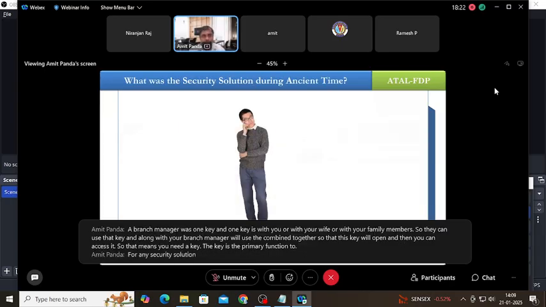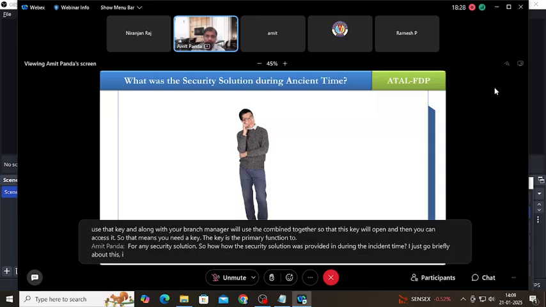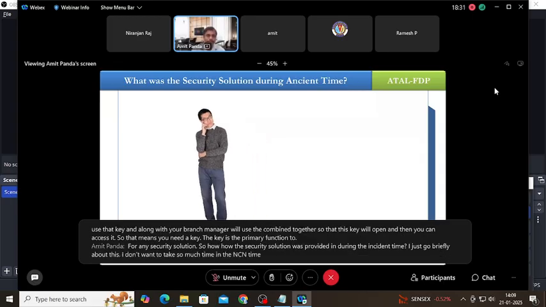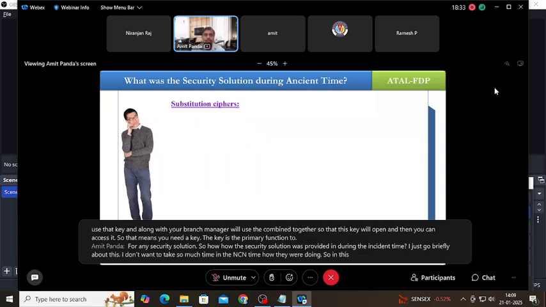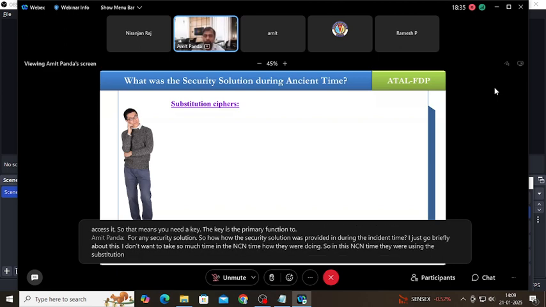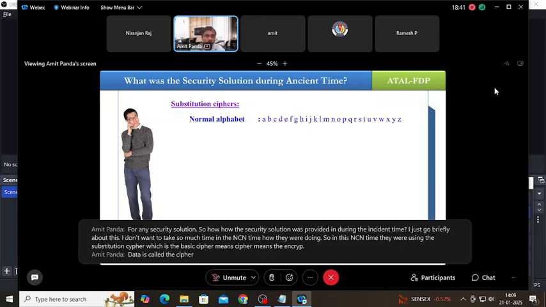So how was the security solution provided in ancient times? I'll go briefly over this; I don't want to take so much time on how they were doing it. In ancient times, they were using the substitution cipher, which is the basic cipher. Cipher means encrypted data is called ciphertext, as everyone knows. So with ciphers, we are mostly just hiding the information using some key.